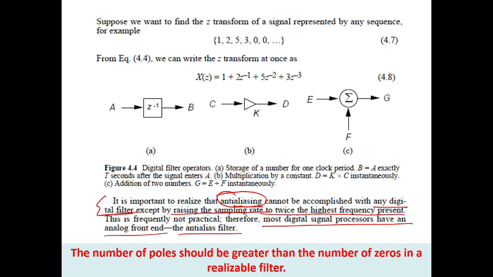Now the next point is very important. When we try to design any type of filter, the number of poles should be greater than the number of zeros in a realizable filter. In a realizable filter, the number of poles should always be greater than or equal to the number of zeros. The "equal to" got missed here, so please note: greater than or equal to the number of zeros. Okay.